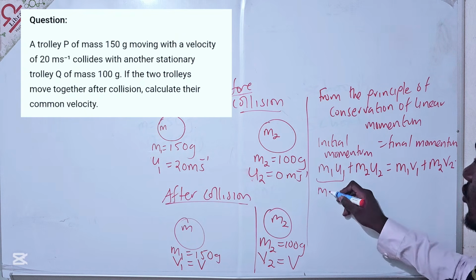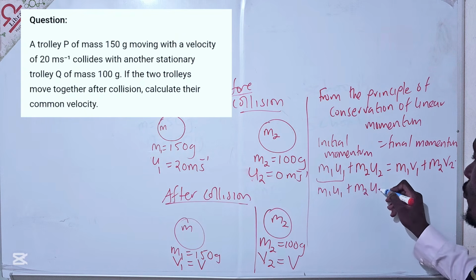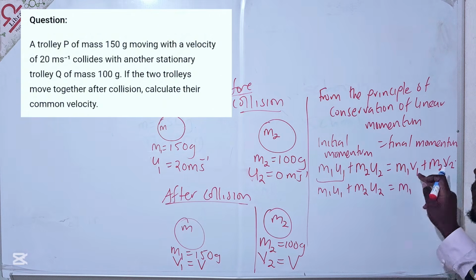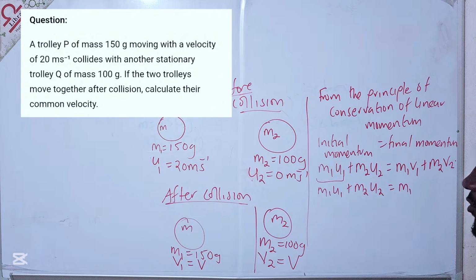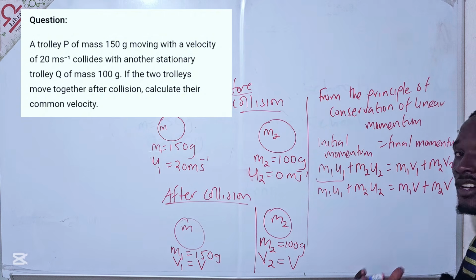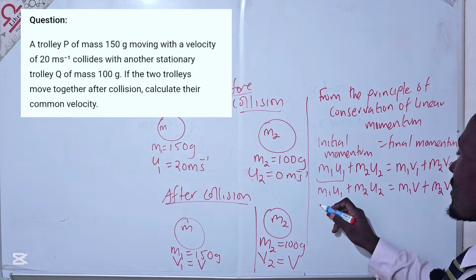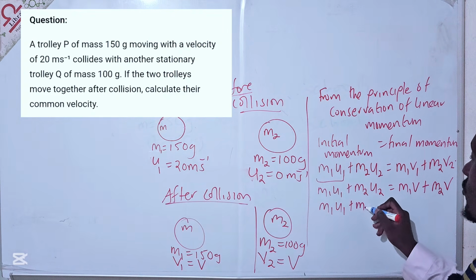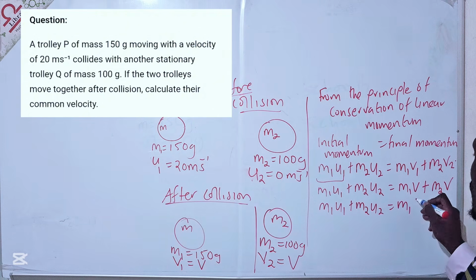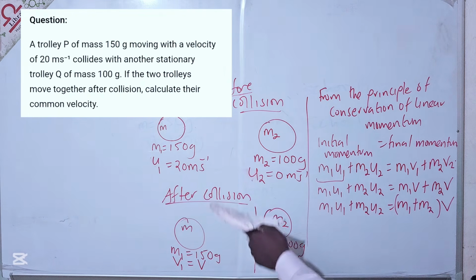So this is m1 u1 plus m2 u2 is equal to m1 v1 plus m2 v2. The velocity of body 1 after collision is v. The velocity of body 2 after collision is also v, because they are moving with the same velocity after collision. So in that case, m1 u1 plus m2 u2 is going to be equal to m1 plus m2. Let's factorize out a v. That is our equation.